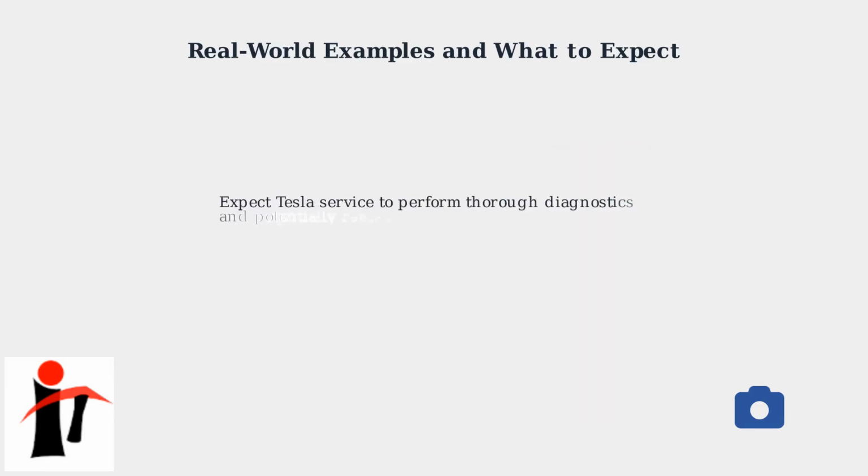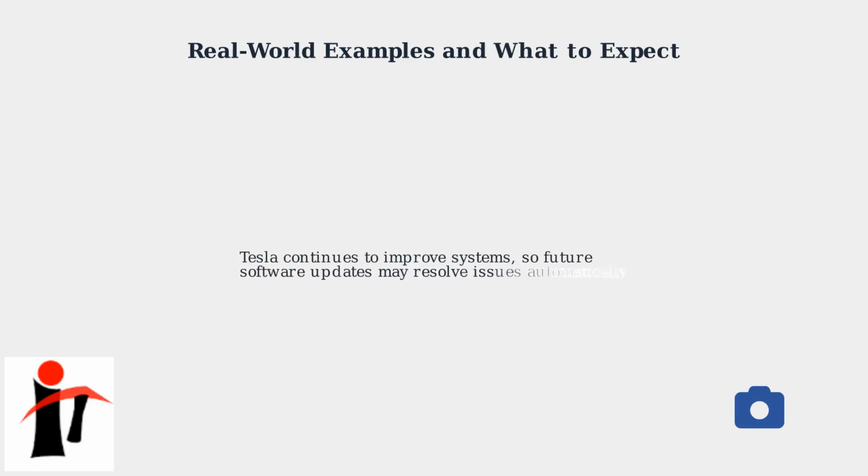When issues persist, expect Tesla service centers to conduct comprehensive diagnostics using proprietary tools. They may need to replace the entire camera module if hardware damage is confirmed, though this is covered under extended warranties for qualifying vehicles. Looking ahead, Tesla continues to enhance their systems through ongoing improvements. Future software updates are likely to automatically address existing camera issues, reducing the need for manual interventions and improving overall reliability.